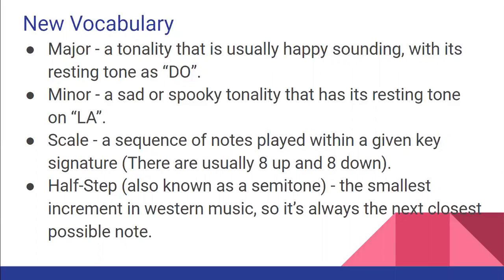We introduced half steps last week, but we should define it this week. Half steps, also known as a semitone, are the smallest increment in Western music, so it's always the next closest possible note on your instrument. For example, on a piano, it would be the nearest note to the note that you're already playing. And for a band or orchestra instrument, it would be the next note over in your fingering chart. So not necessarily changing the letter every time, but it's just the next closest note.